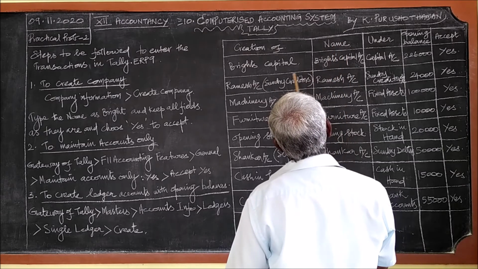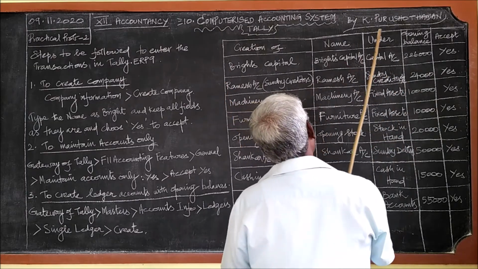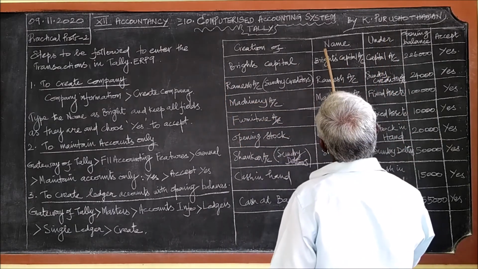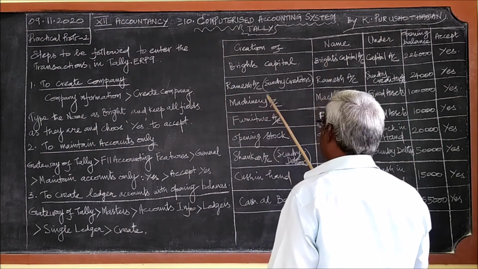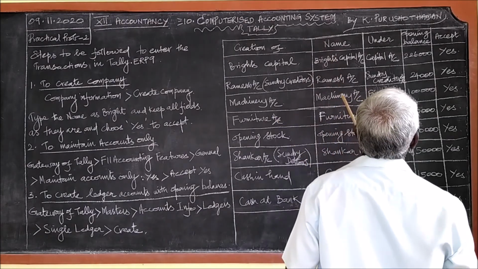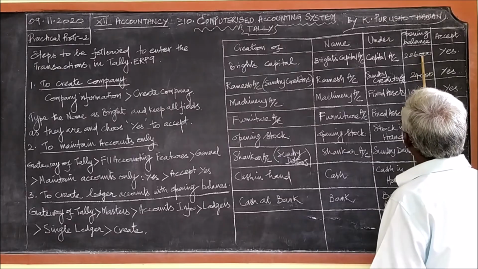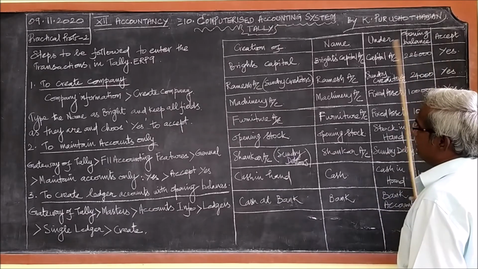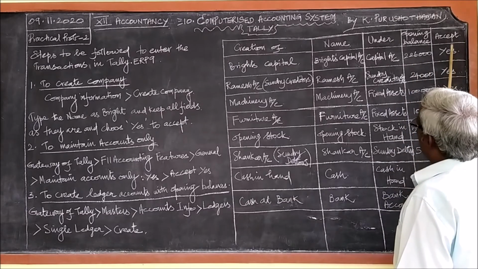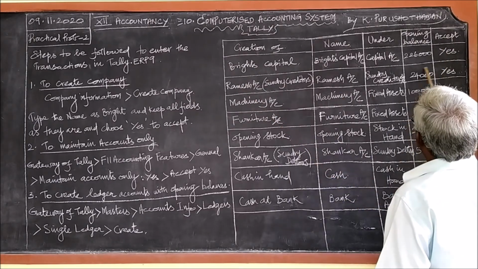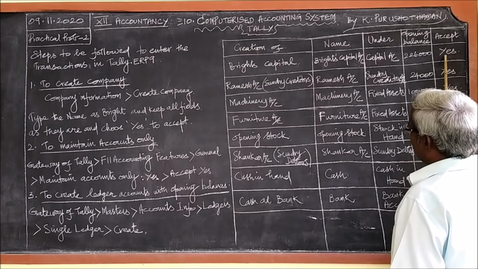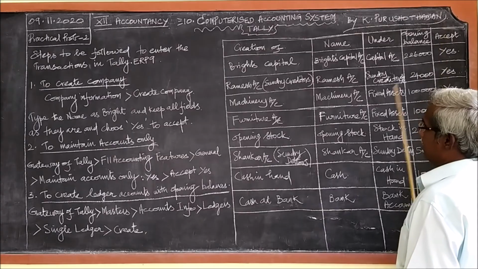Under what account should it be? The group is capital account. Under capital account, this is Bright's capital account because this is the balance sheet of Bright. Then, what is the amount given there? In the balance sheet, 2,26,000. All these particulars are given, so we give the command yes to accept it.